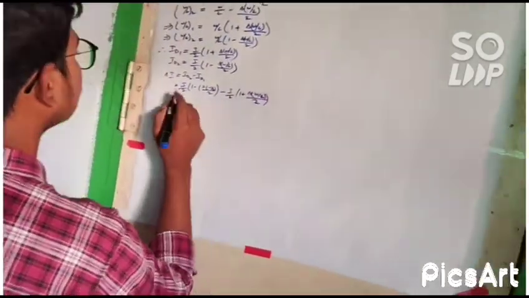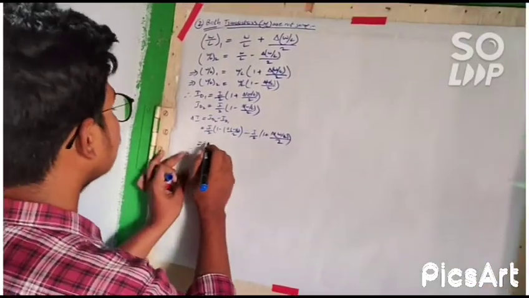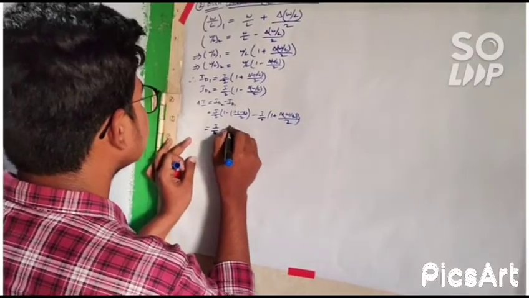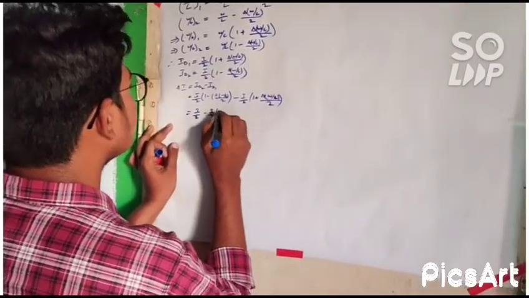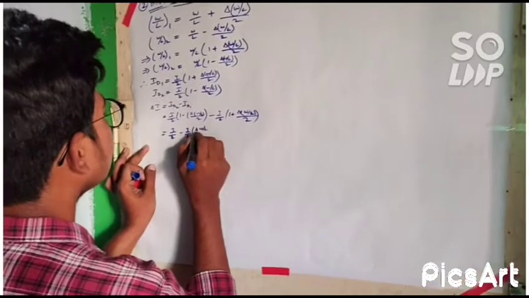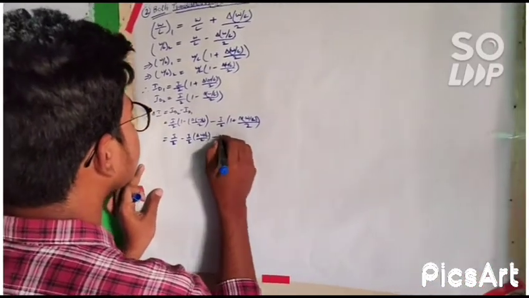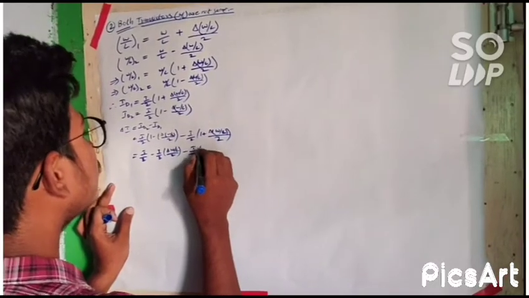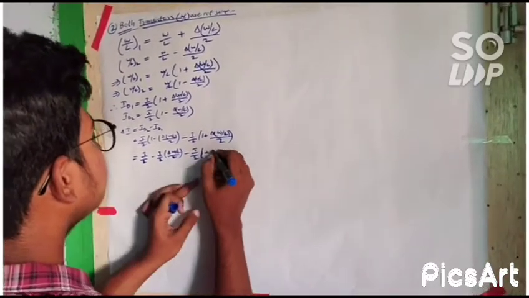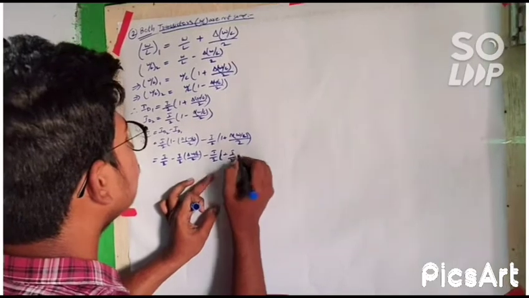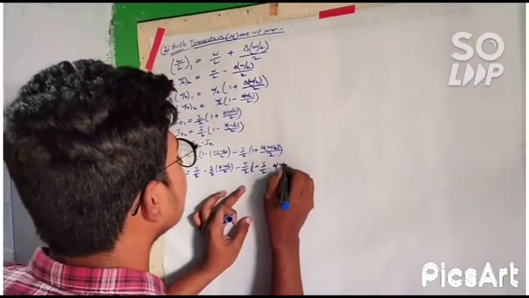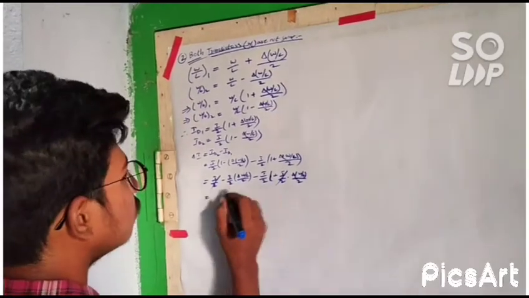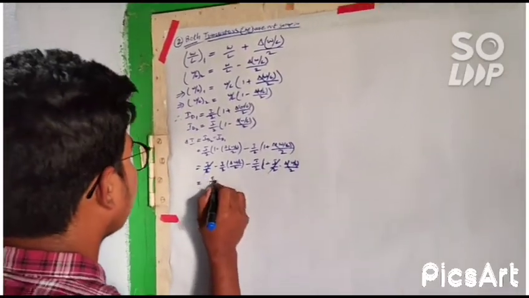As these change, it also affects the current equations. Therefore ID1 is equal to I by 2 into 1 plus delta W by L by 2. Similarly, ID2 is equal to I by 2 into 1 minus delta W by L by 2. Now the change in current delta I is equal to ID2 minus ID1, which is I by 2 into 1 minus delta W by L by 2 minus ID1, that is I by 2 into 1 plus delta W by L by 2.